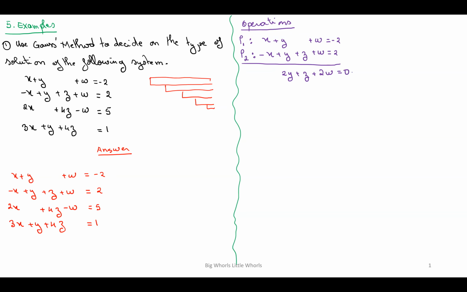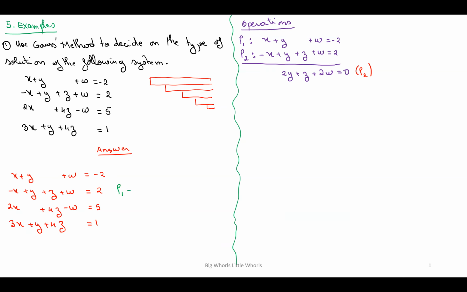Now, I'm going to replace row 2 by this row. So this is going to be my new row 2. Okay, maybe I can change color. This is going to be my new row 2. And Gauss's method says we can do row combination and we do not change the solution set of the system. Is that okay?